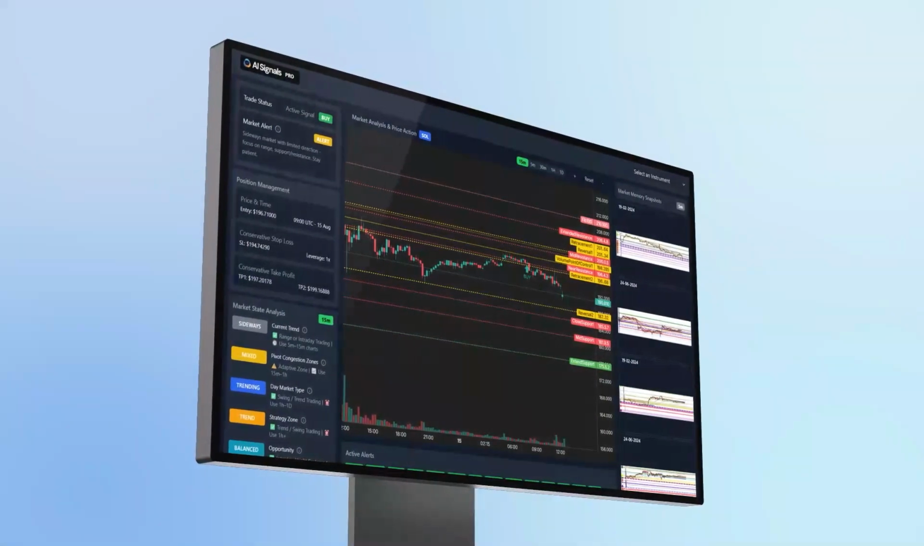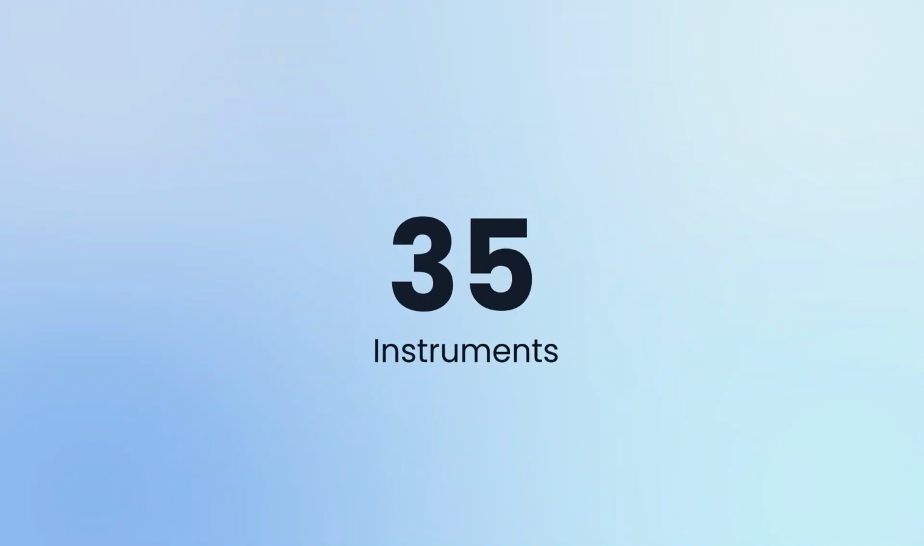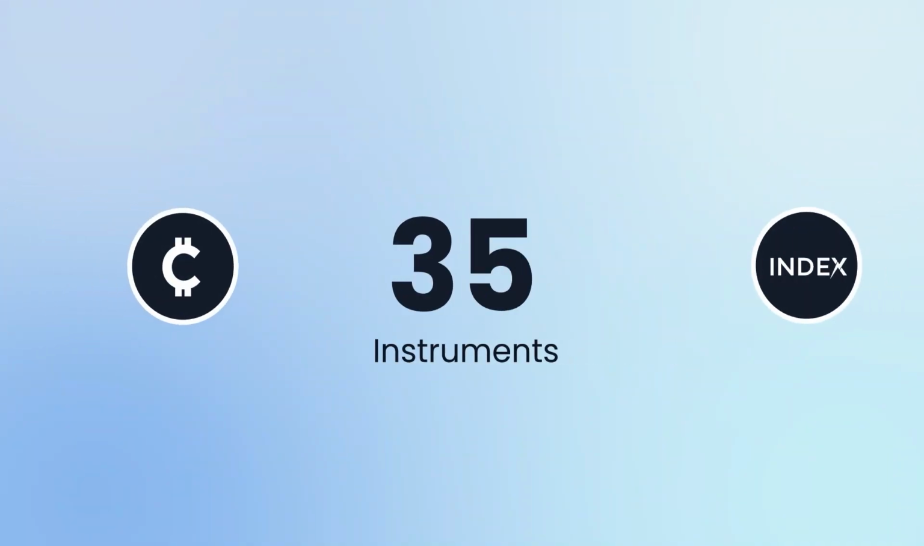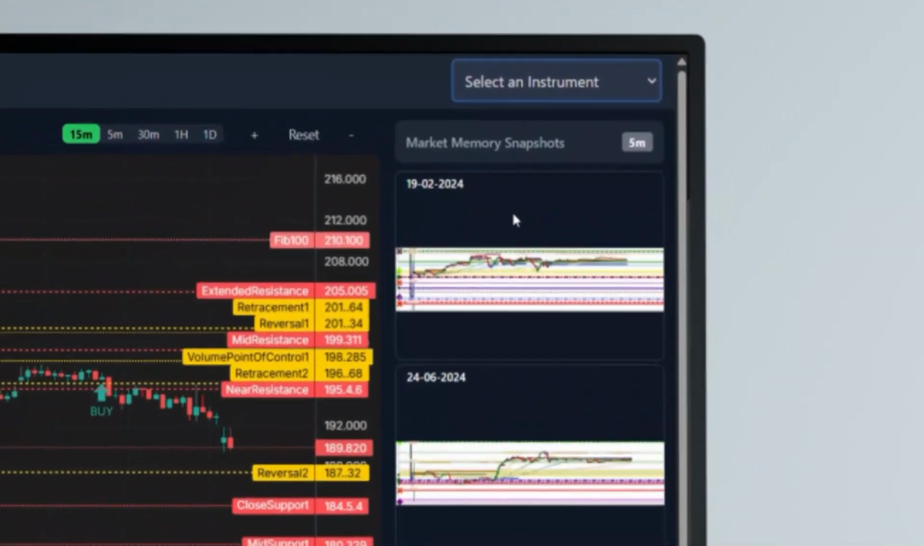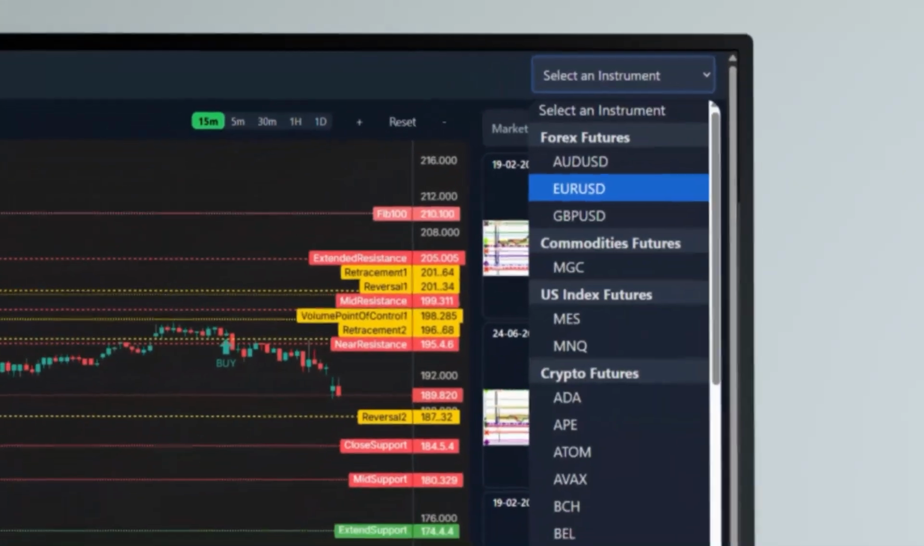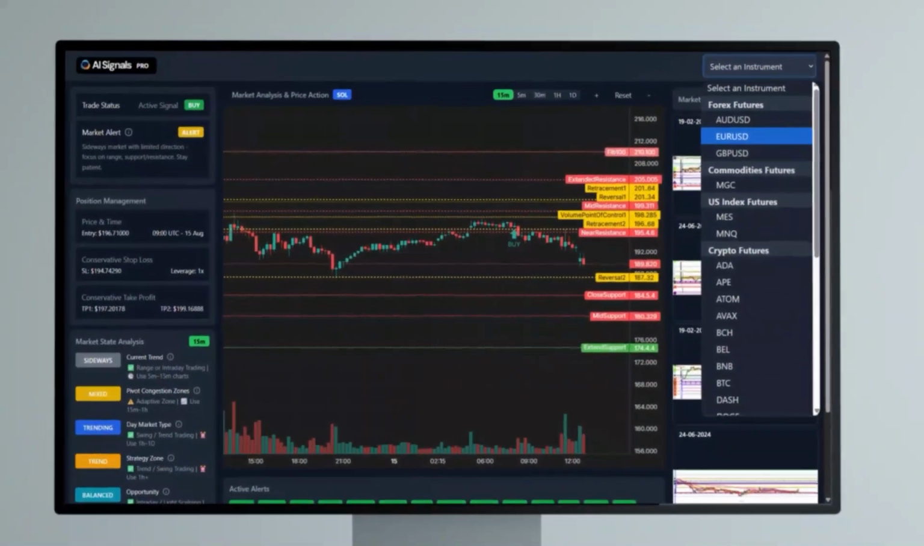AIS isn't built around just one market. The system actively scans and analyzes over 35 instruments, including cryptocurrencies, indices, forex, and commodities. In the top right corner of your terminal, you'll find the multi-asset dropdown. This lets you switch between any of the tracked instruments instantly.